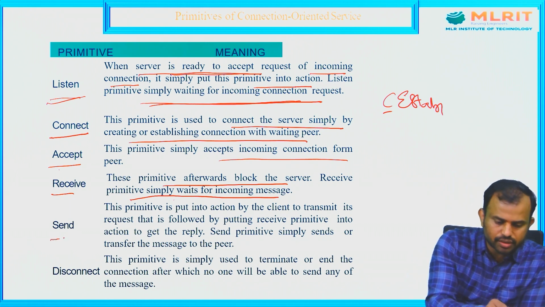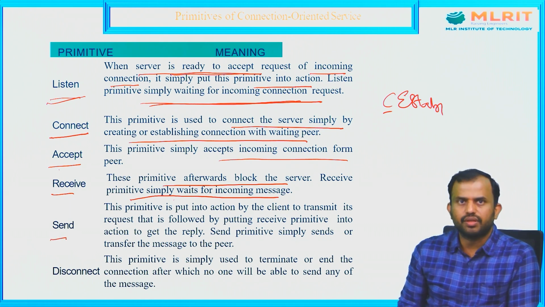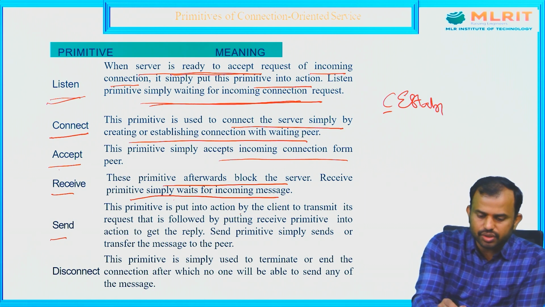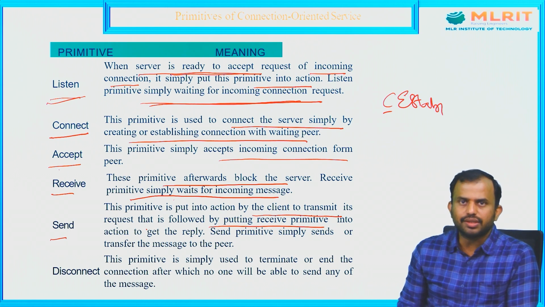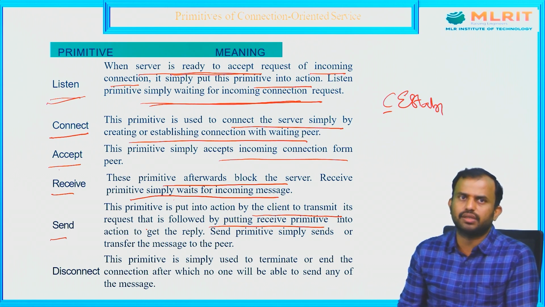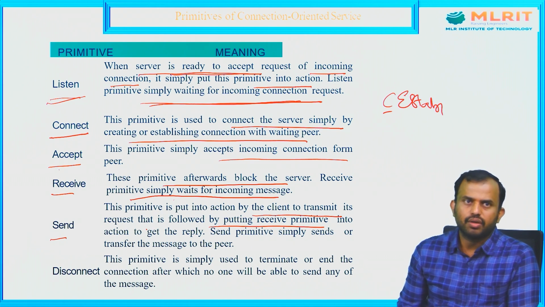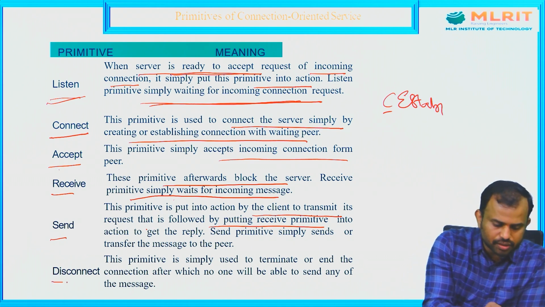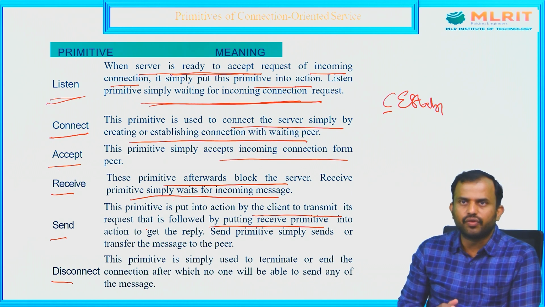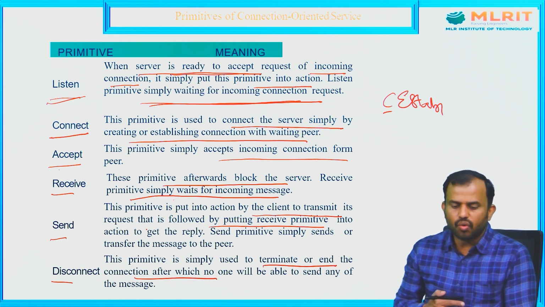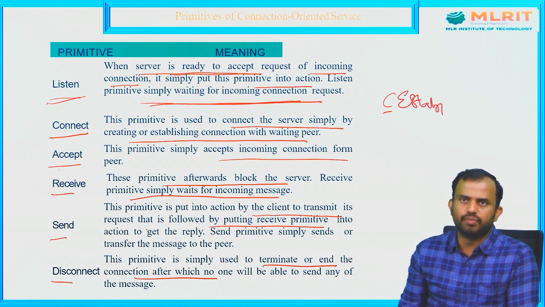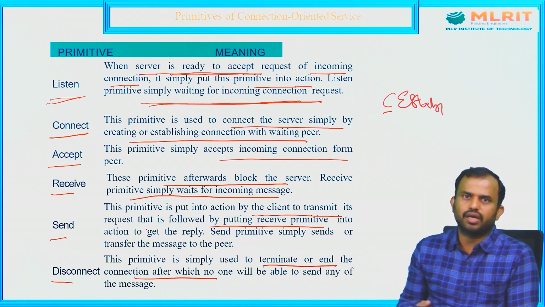And next one is send. This primitive is put into action by the client to transmit a request, followed by a receive primitive to get the reply. So this primitive simply sends or transfers the message to the peer node. And the last one is disconnect. What is disconnect? After the information is successfully transmitted, it terminates or ends the connection, after which no one will be able to send any message with the help of this connection service.